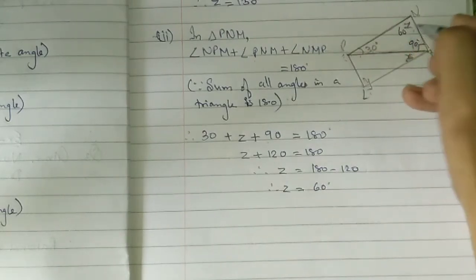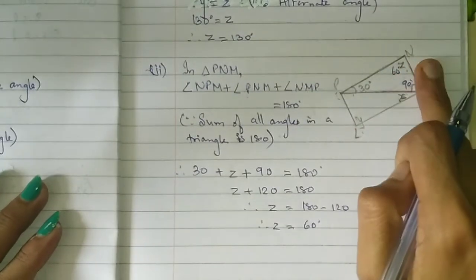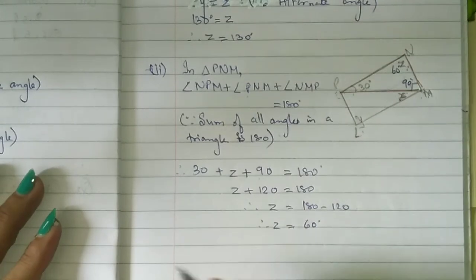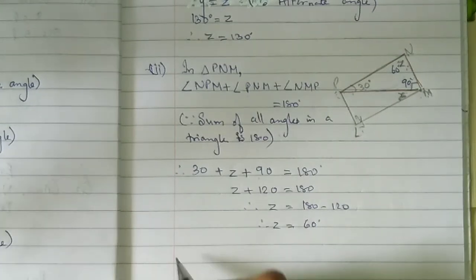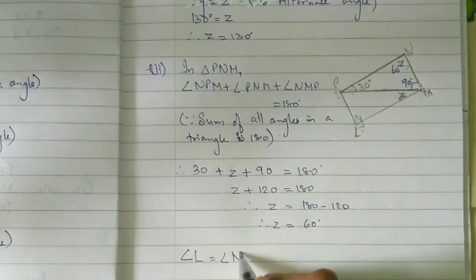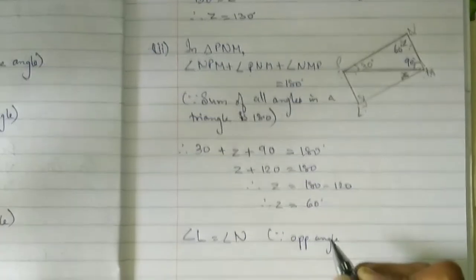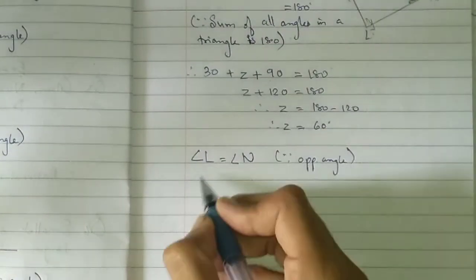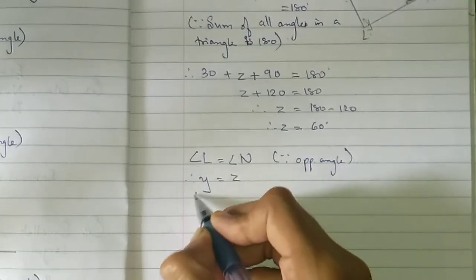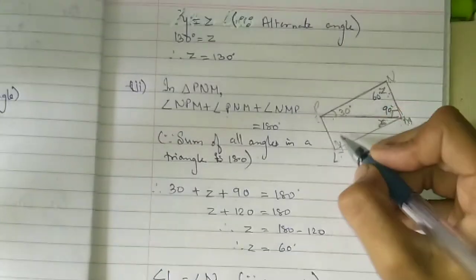Here it is 60. Now opposite angles are same, so angle z and y are equal, angle N and angle L are equal, so angle L equal to angle N. Y is the opposite angle. So angle y value is, angle N is z, z value is 60, so y is also equal to 60.